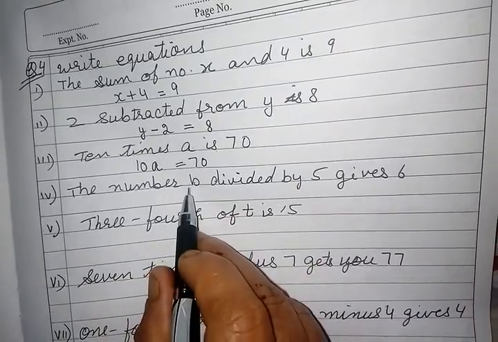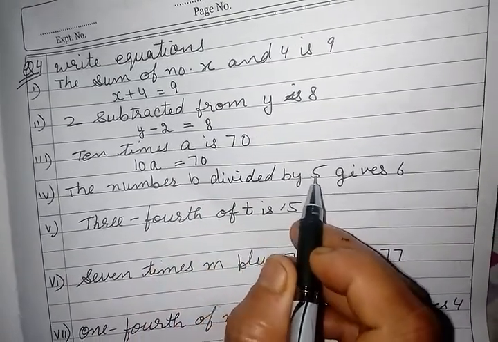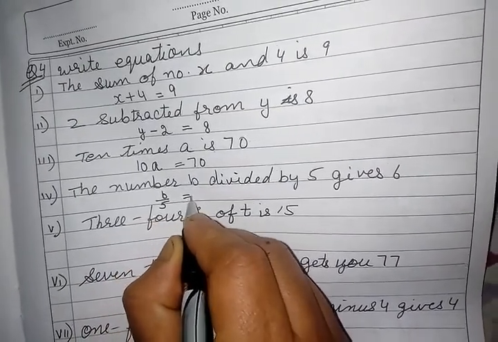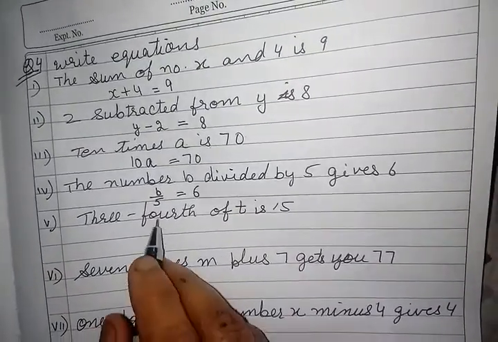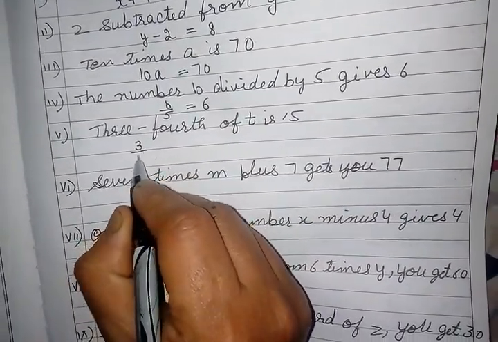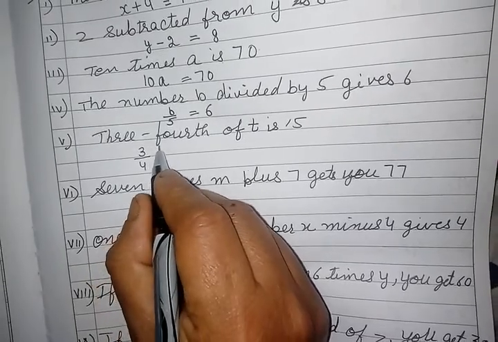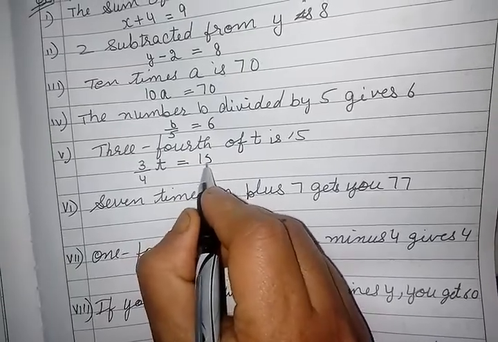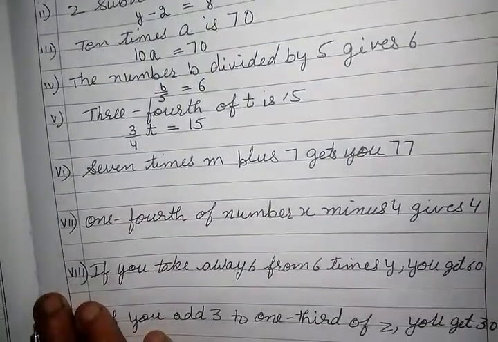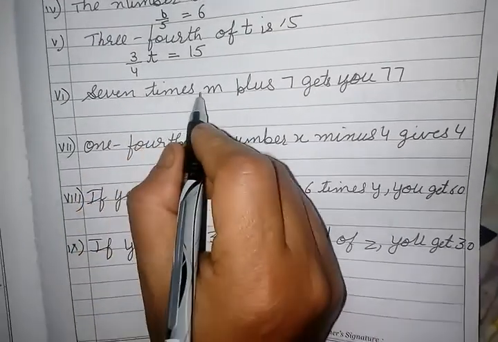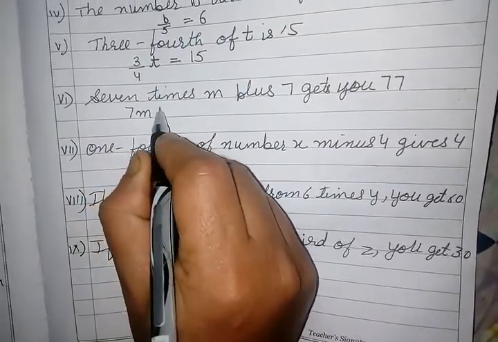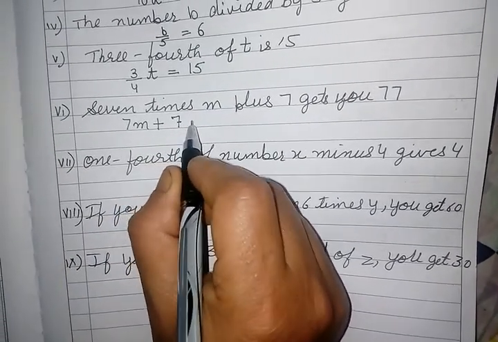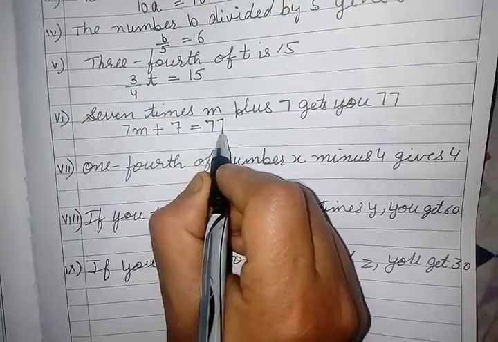The number b divided by 5. So b by 5 gives the answer 6. 3/4 means 3 by 4. Of means multiply. 3/4 t is equal to 15. Are you getting how I am doing? 7 times m. Times means multiply. 7m plus, you know the sign of plus. 7 gets, means equal to, 77.